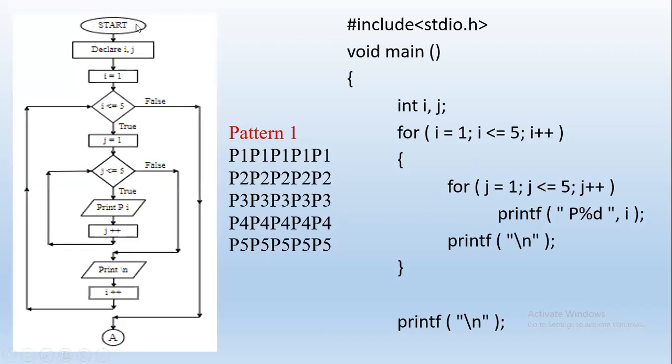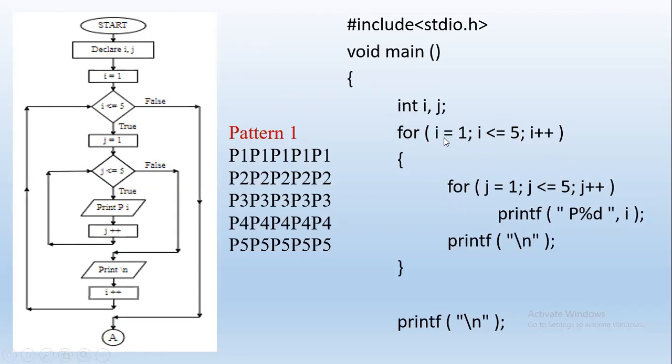We have the first part, the oval, which depicts the start and stop, the terminal symbol, which corresponds to the header file and main function. And then we are declaring i and j as integers, right? When we observe the for loop, we have three parts: initialization, condition, and increment. But how does it work? It will not work in the same order.